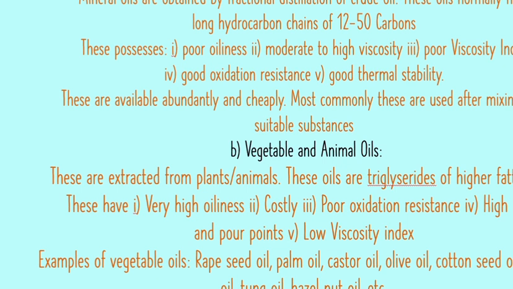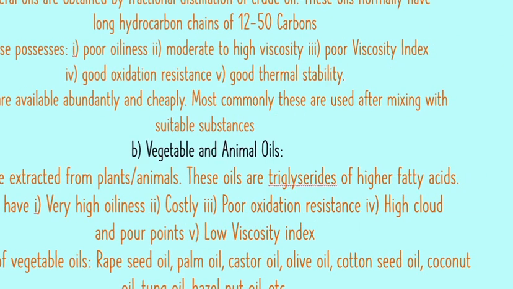So examples are rapeseed oil, palm oil. Palm oil is our day-to-day life example. All are known as palm oil, olive oil, castor oil, cottonseed oil. Coconut oil is also a day-to-day life example, so many people are applying it on their hair. Tung oil, hazelnut oil, nut oil, etc.